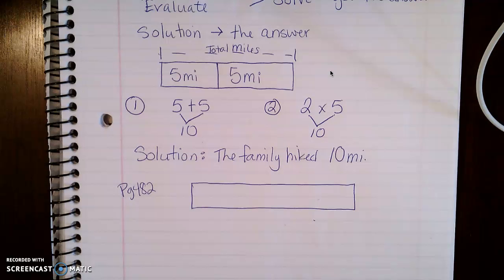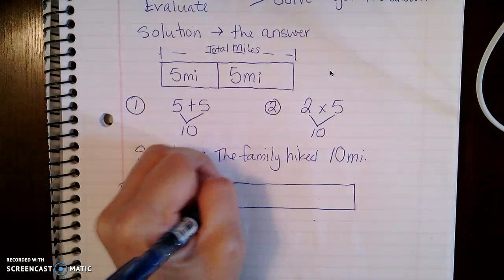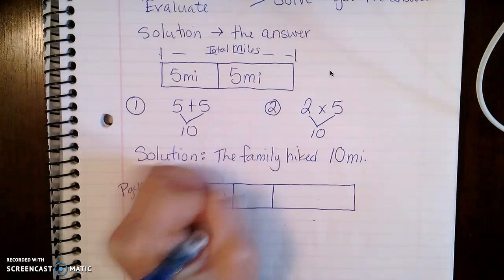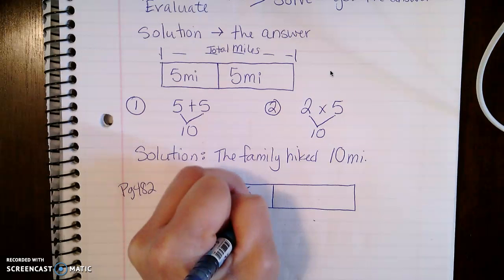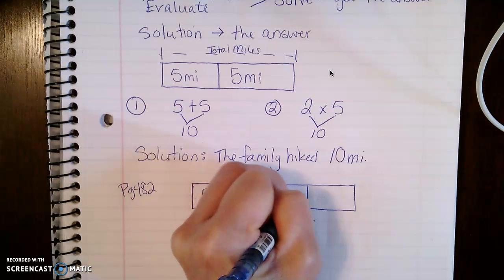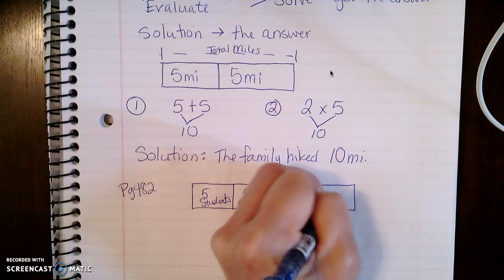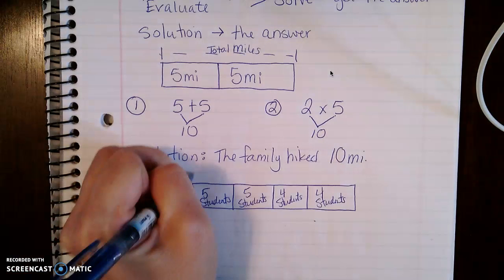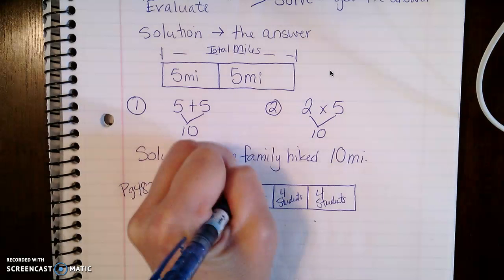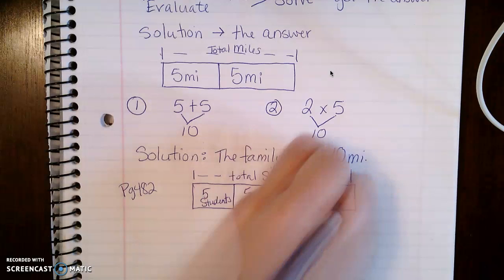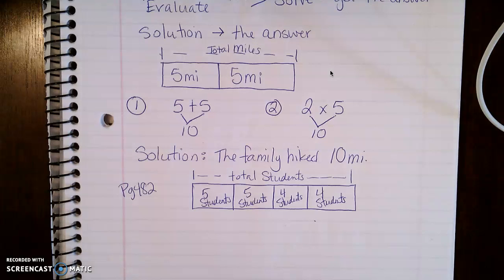And I have two groups of 5 students. So here's 5 students and here's 5 students. And then I have 2 groups of 4 students. So here's 4 students and 4 students. Okay, so here's my bar diagram, and always along the top or the bottom you will see the total. If I put those all together, I'll get my total students.